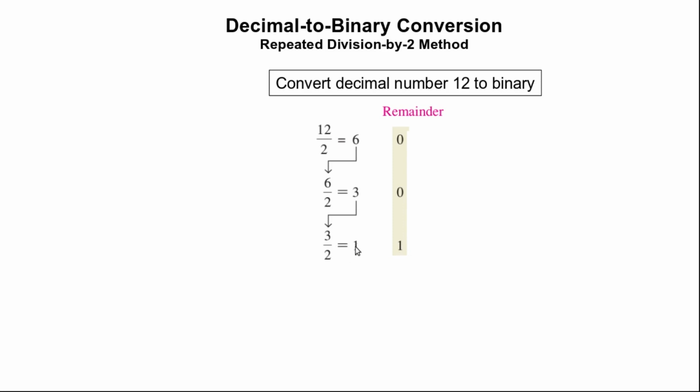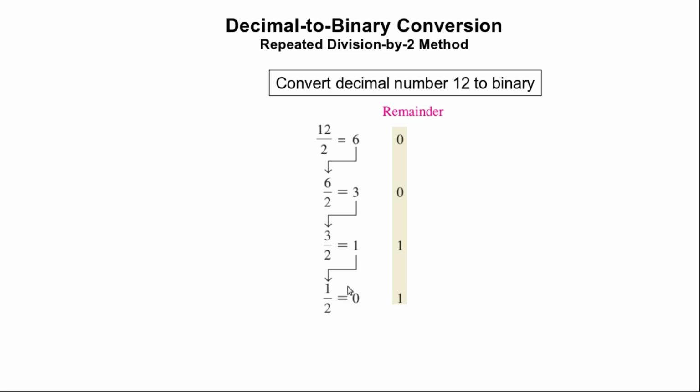Then again, we take the quotient, which is 1, and divide it by 2. When we divide 1 by 2, again 1 is an odd number, so it will result in a remainder. 1 divided by 2 will actually result in a quotient of 0 and the remainder of 1.